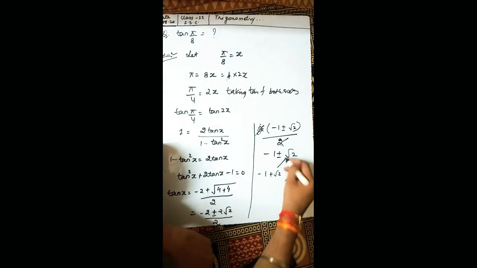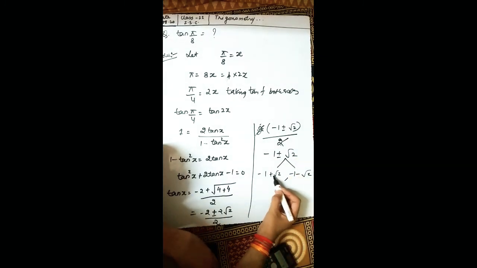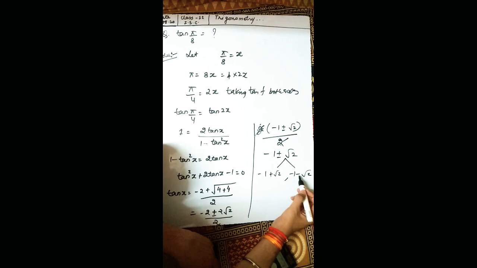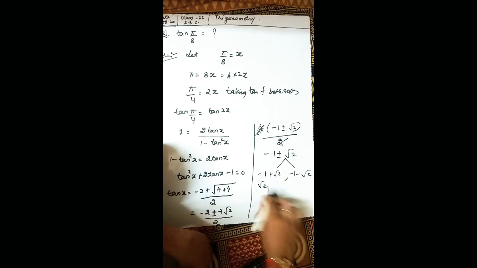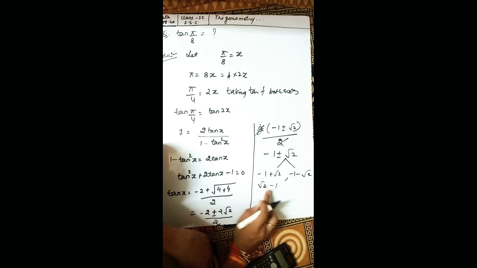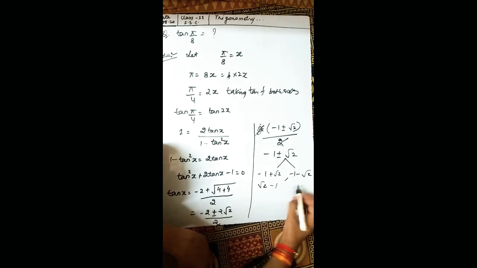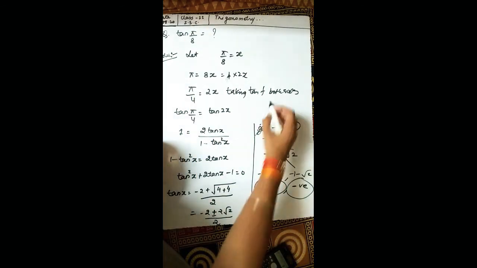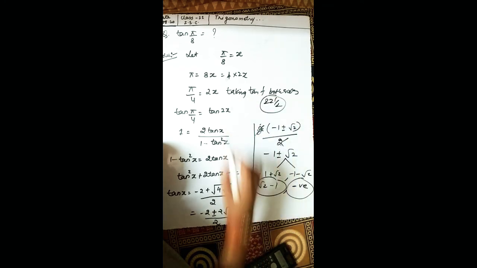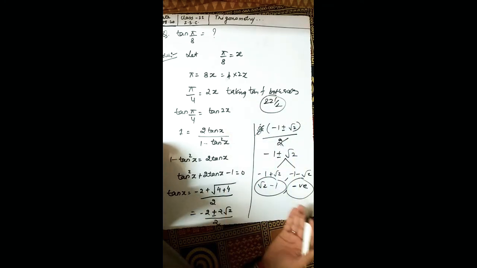So there are two answers. First one is minus 1 plus under root 2 and minus 1 minus under root 2. Or this is under root 2 minus 1, because value of under root 2 is 1.414. So 1.414 minus 1 is a positive value, and this is a negative value. And this pi by 8 is actually 22.5 degree, which lies in the first quadrant, and in the first quadrant tan is positive, hence we have to accept the positive value.